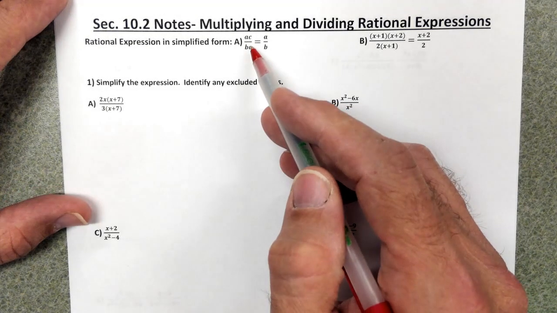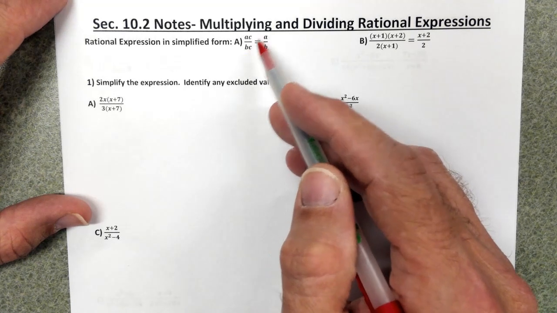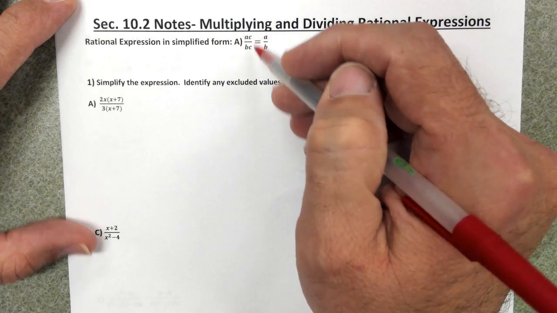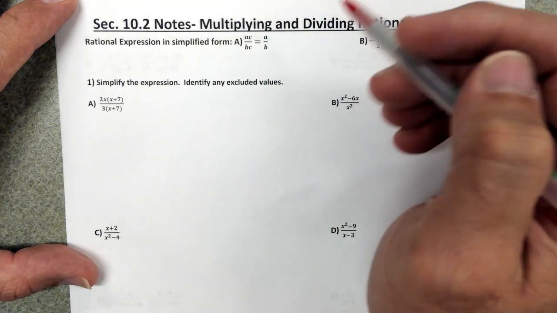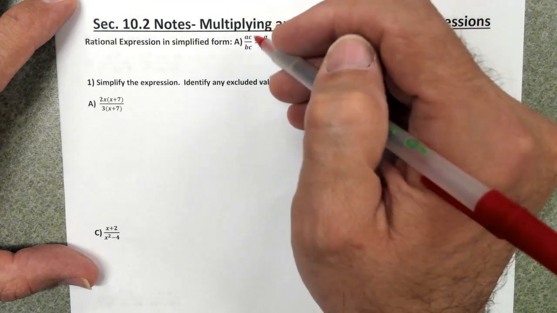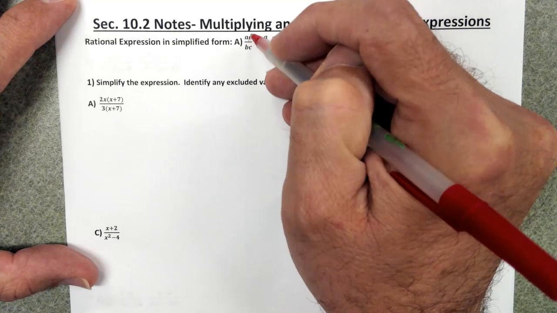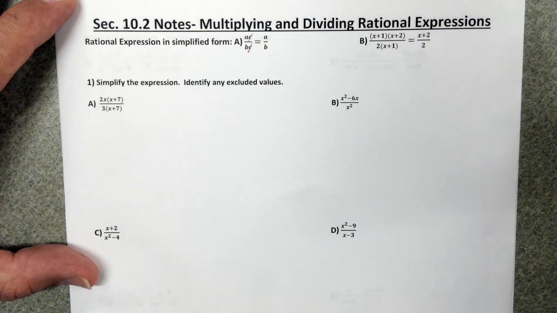This first problem we look at is A times C and B times C equals A over B. There's nothing to factor there, and all you're going to do is simplify common factors from top to bottom. As you can see, there's a C on top and a C on bottom, so the C on top and the C on bottom cancels, leaving us with A over B.